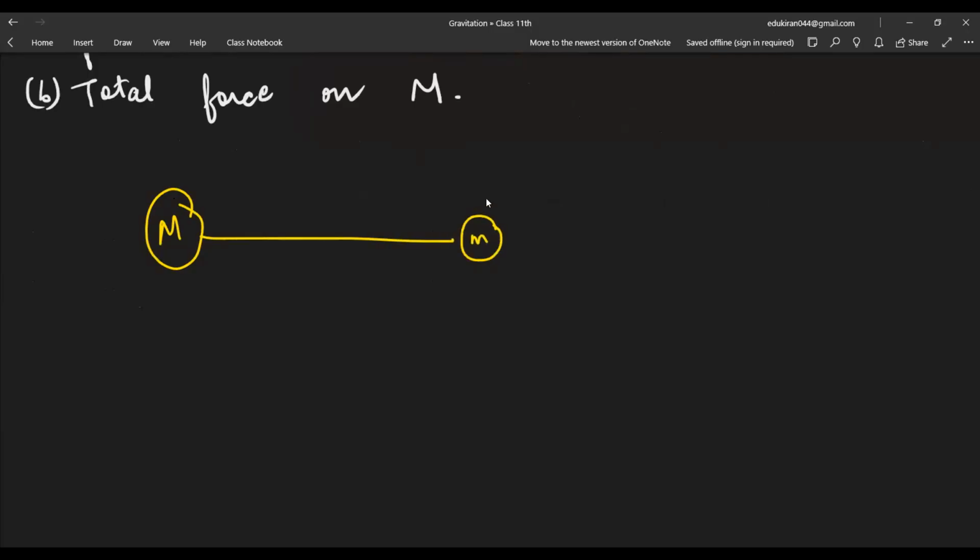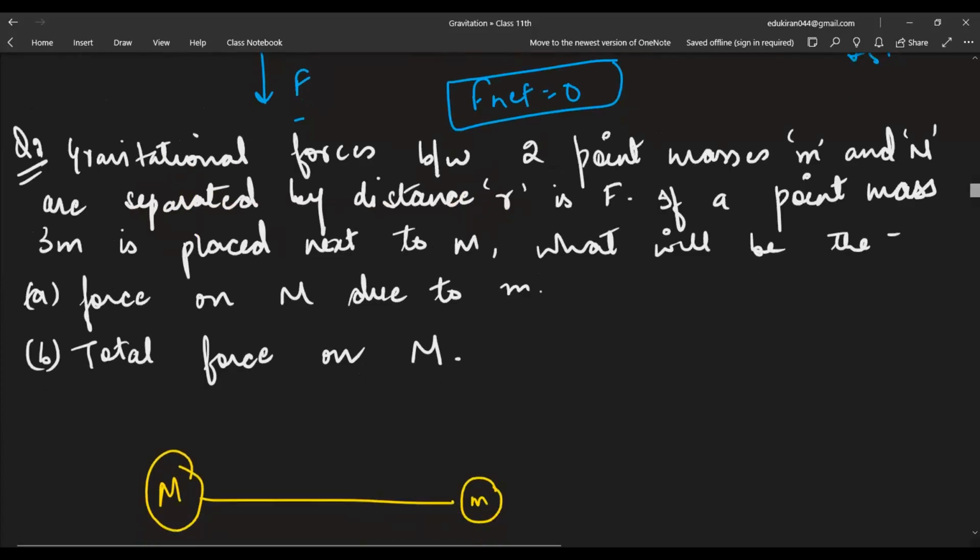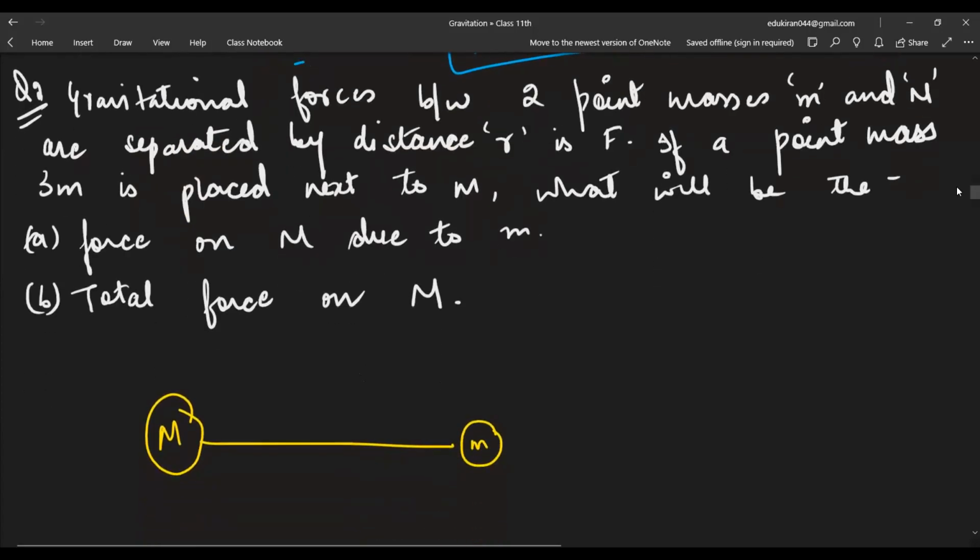Ma'am? Yeah, Shaima. Is it 3m or 3 times the mass of small m? Where? 3m. That is 3m. Okay, this you're saying? Yes, ma'am. If a point mass 3m is placed just adjacent to this.